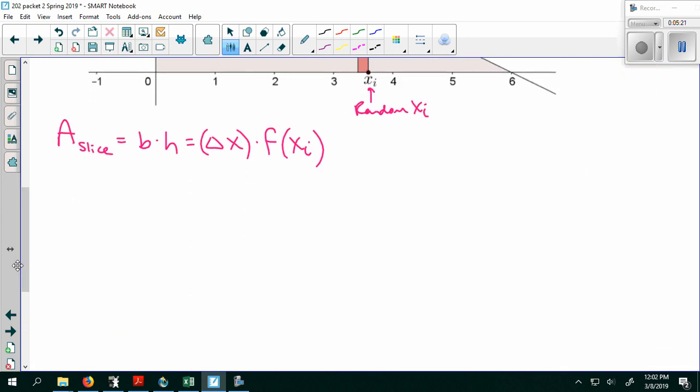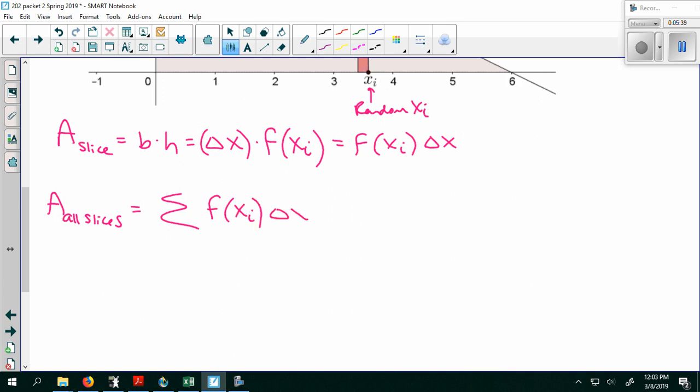Okay, so the area of a single slice is f of x sub i delta x. So now I'm going to say, well, the area of all the slices, if I add them all up, I'm just going to add up all these slices. Each one has area f of x sub i delta x. And I'm going to do n rectangles. I'm going to start with x1 and go to n.